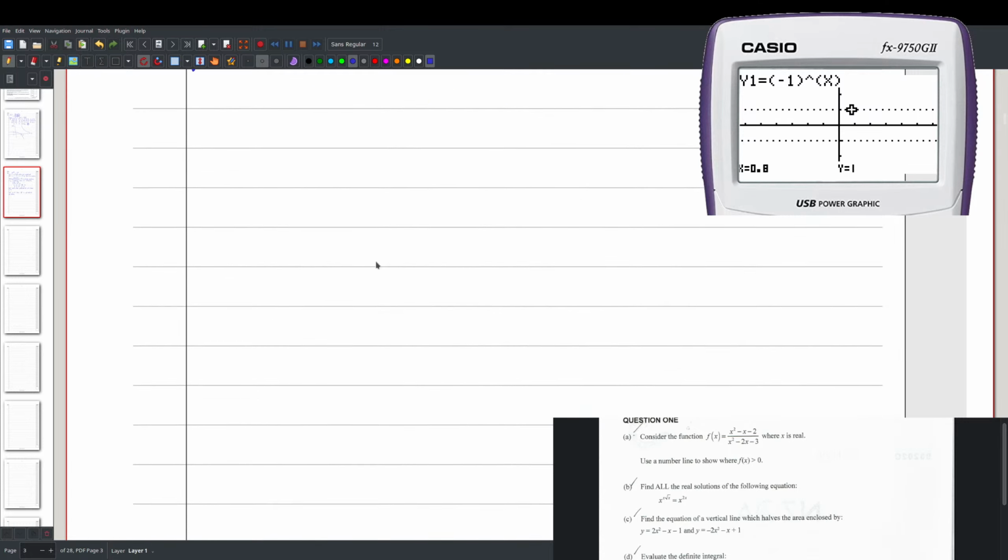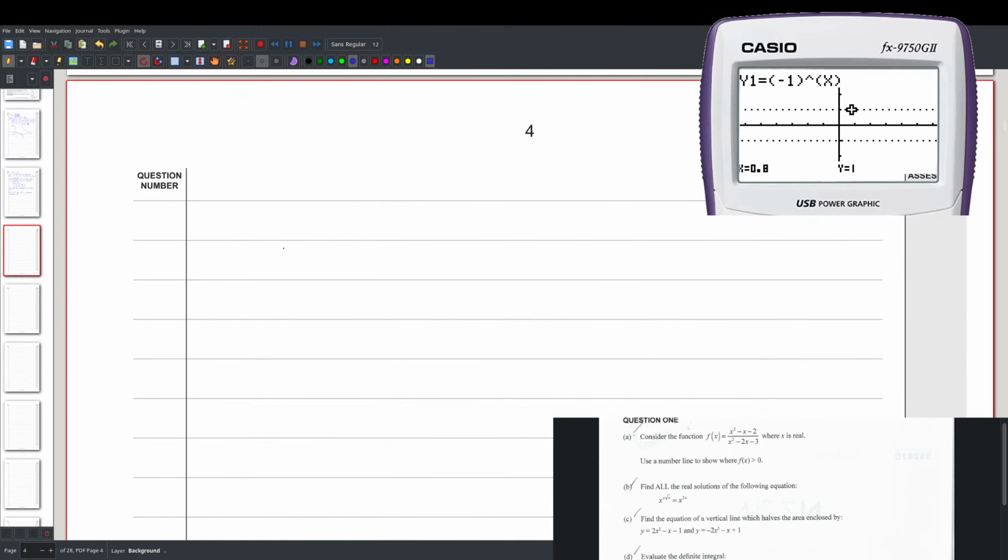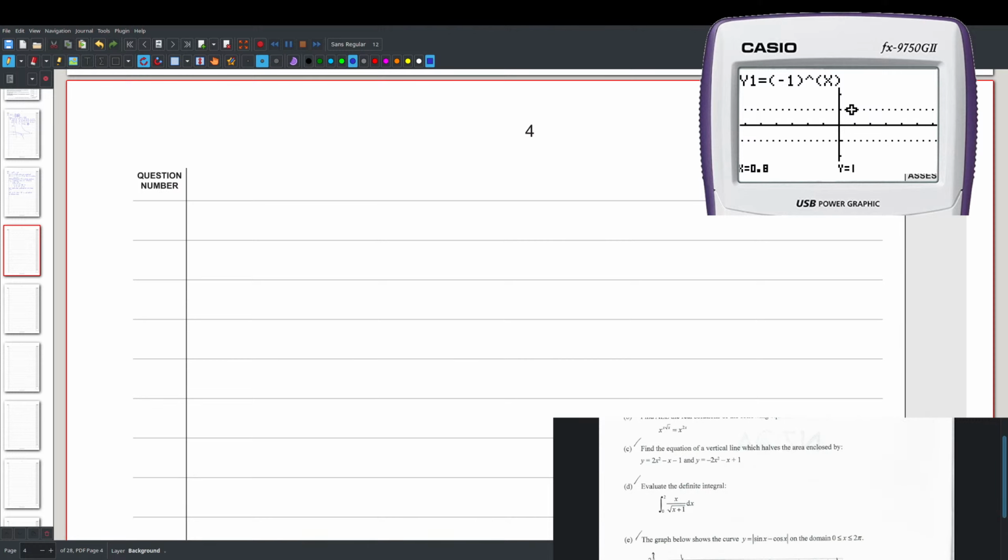Alright, there we go. Let's go. Question 1c. Find the equation of a vertical line which halves the area enclosed by those two parabolas. Okay. y equals 2x squared minus x minus 1. y equals negative 2x squared minus x plus 1.